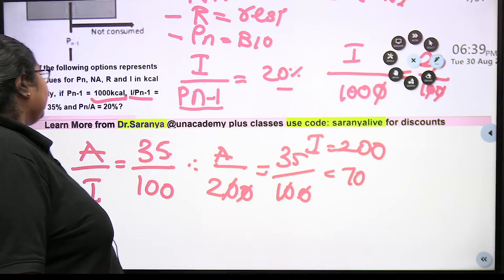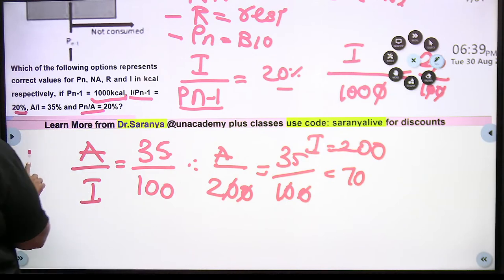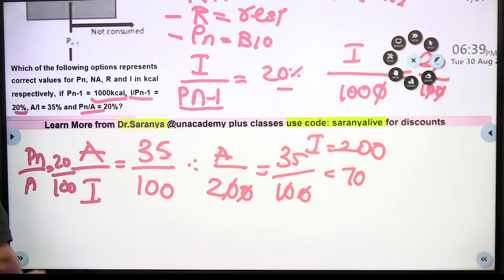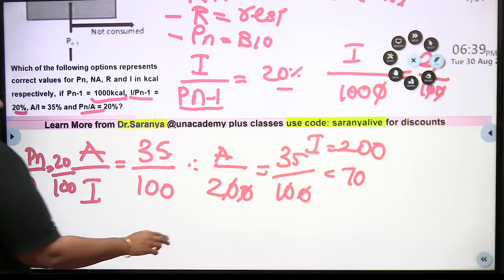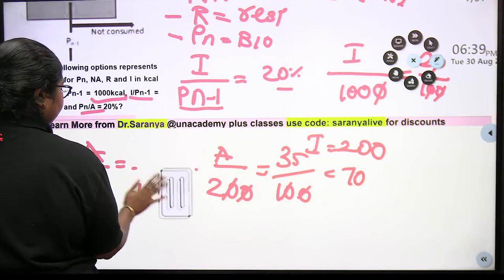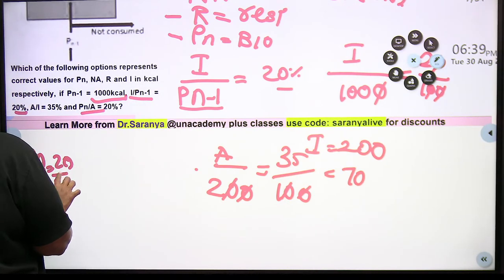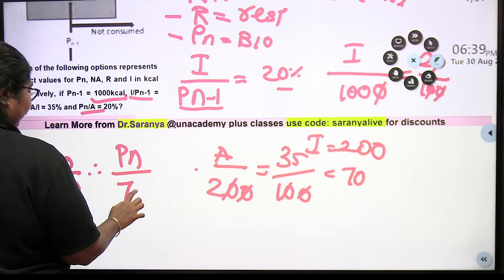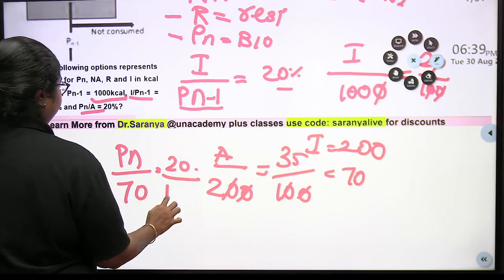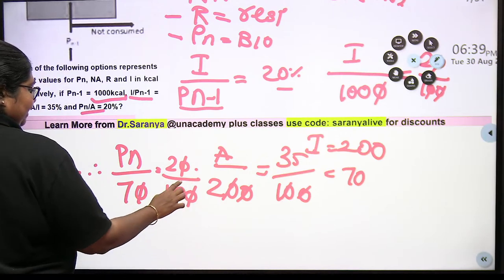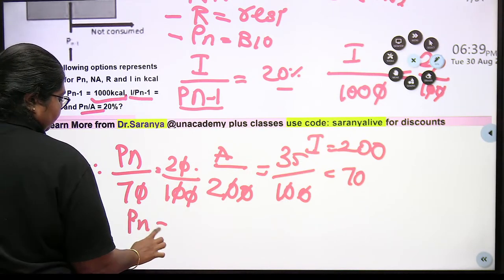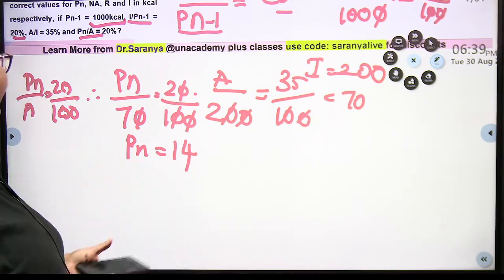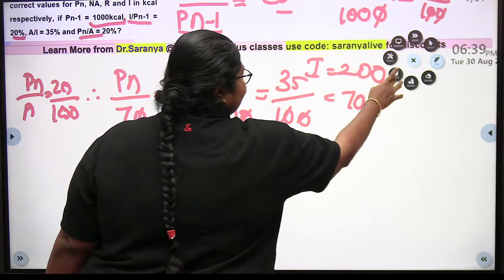Now coming back here. Pn by A is 20 by 100. You don't know the Pn, but you know A is 70. So I'll just erase this and write here. Pn by 70 is equal to 20 by 100. So what is your Pn? Pn is 14. Everybody got the value of Pn? That's all, guys. Literally, that's all.